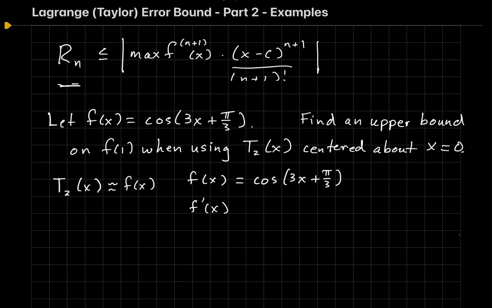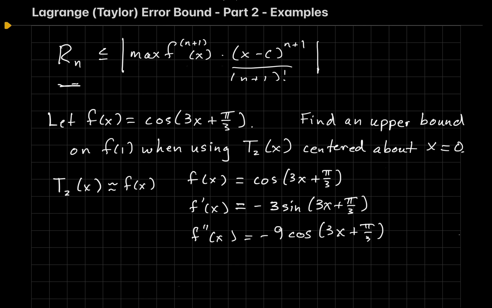So f of x is cosine of 3x plus pi over 3, which means f prime of x is going to equal negative 3 sine 3x plus pi over 3, the extra 3 from the chain rule. F double prime of x is negative 9 cosine 3x plus pi over 3. And I'd be done there for my polynomial, but I'm going to take one more derivative, which will give me 27 times the sine of 3x plus pi over 3.